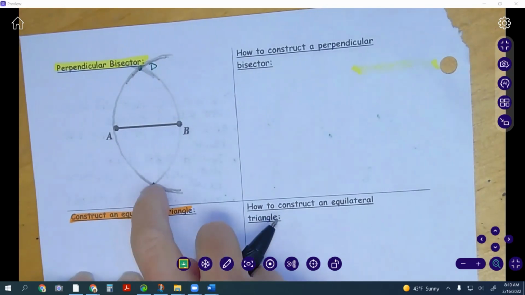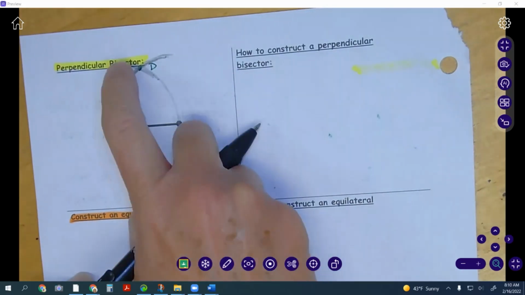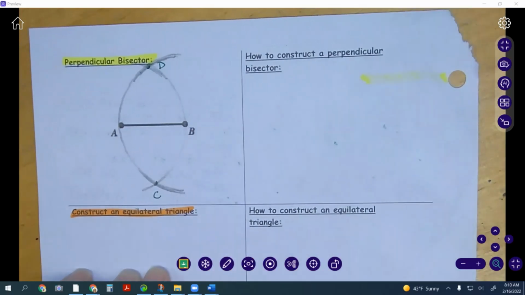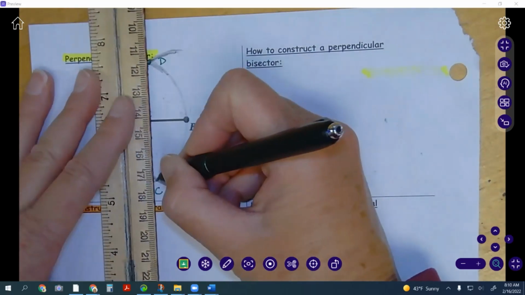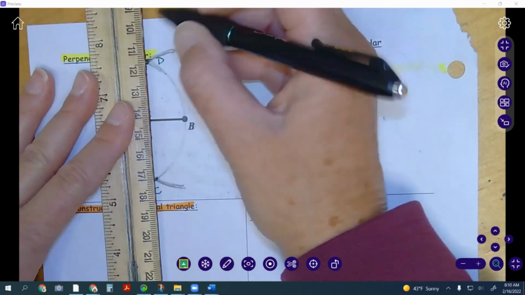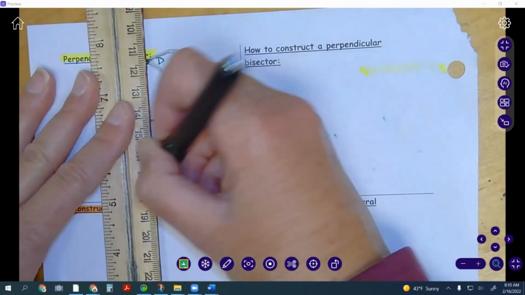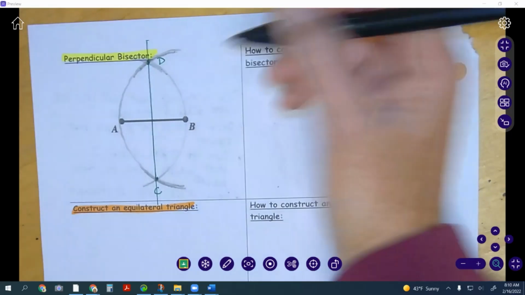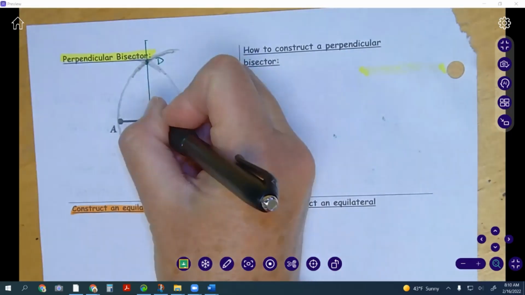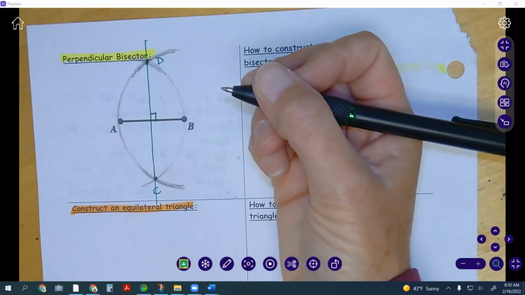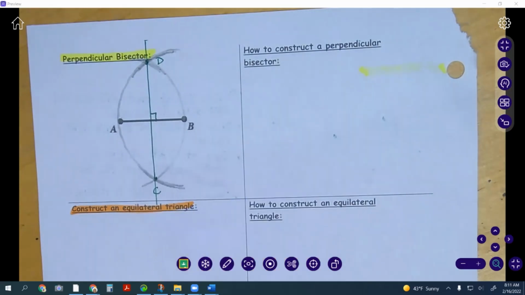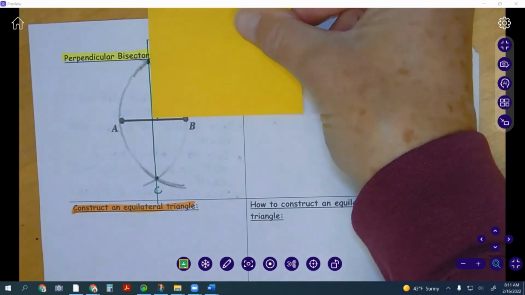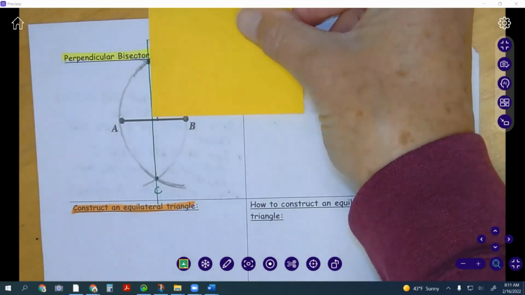Once you get those 2 points, the one below where the circles cross and the one above where the circles cross, you're going to take your ruler and draw a line connecting those, D and C. And again, this is going to be perpendicular. That's what perpendicular means, 90 degrees. And bisecting means it cuts it in half. Now I'm just going to get a little sticky note to use as my 90-degree test here. So you see it was 90 degrees.